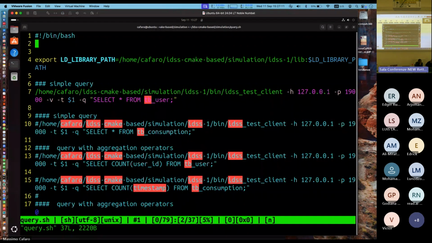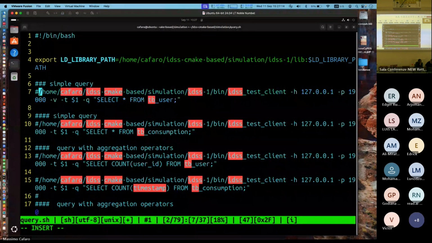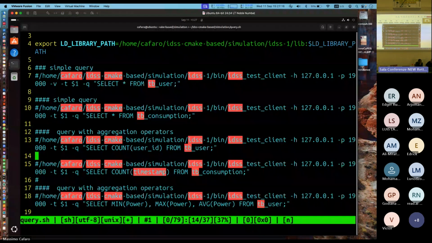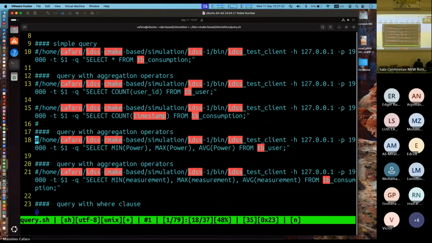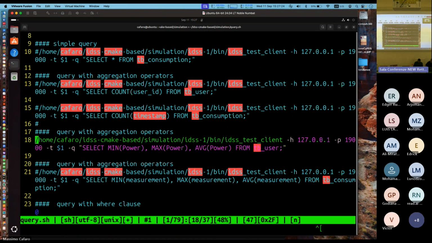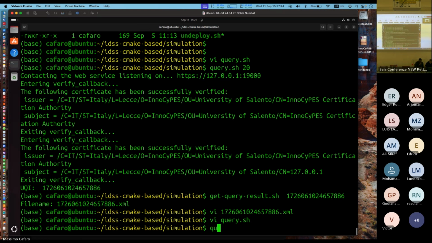I don't want to retrieve all the records, but I just want to know, for instance, the minimum power, the maximum power, and the average power from the user, or maybe the consumption, stuff like that. So the minimum, maximum, and average power. I can send back the query again.